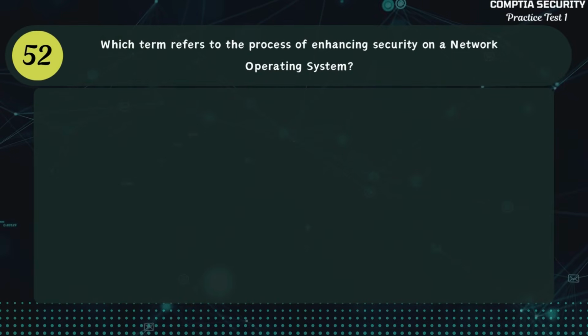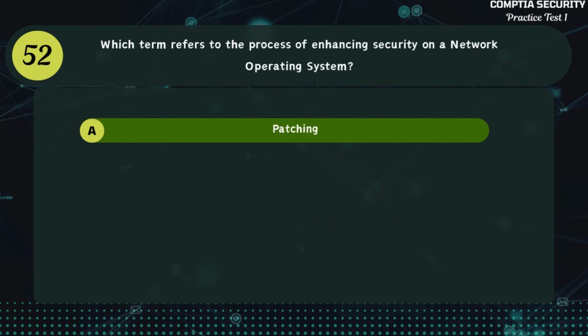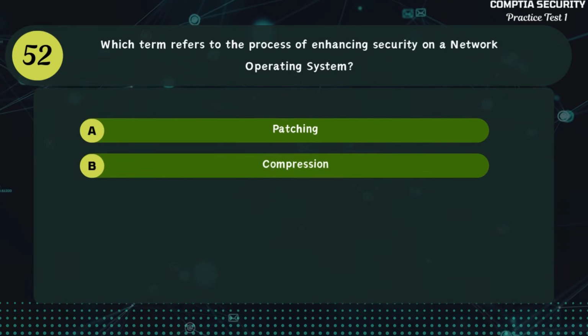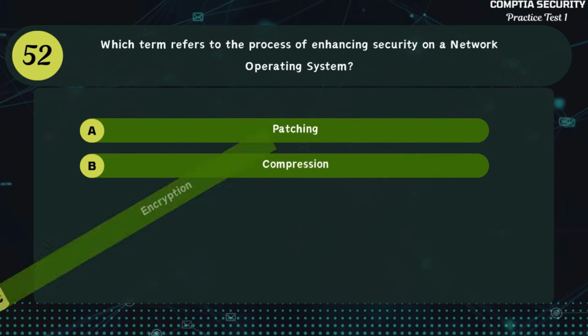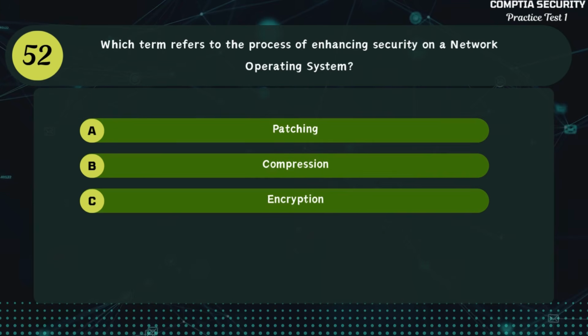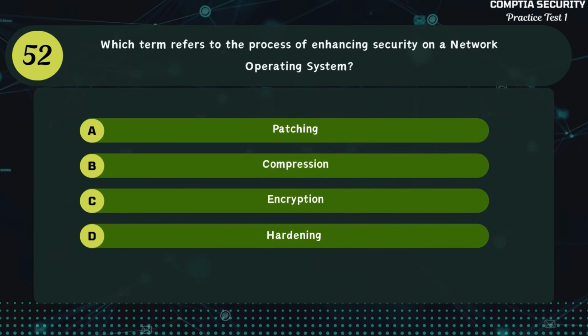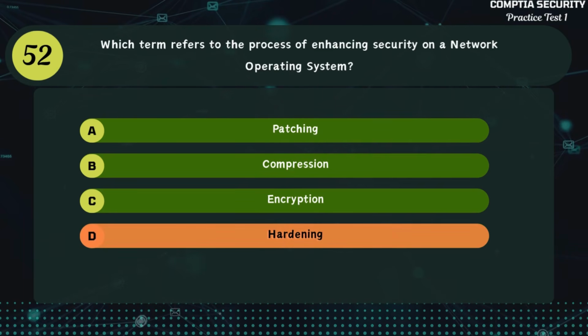Question 52. Which term refers to the process of enhancing security on a network operating system? A. Patching. B. Compression. C. Encryption. D. Hardening. Correct answer D. Hardening.